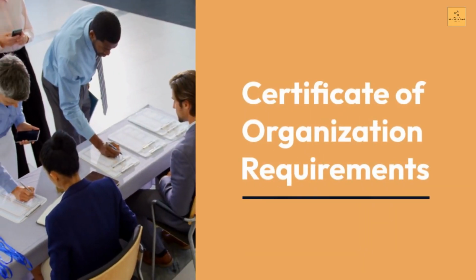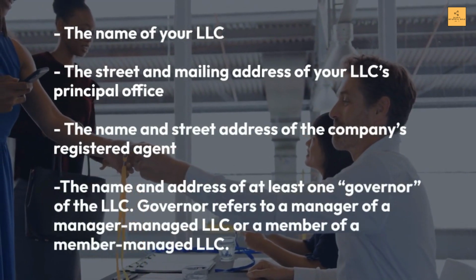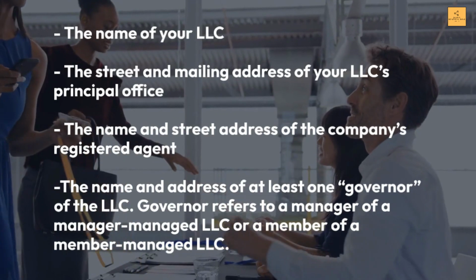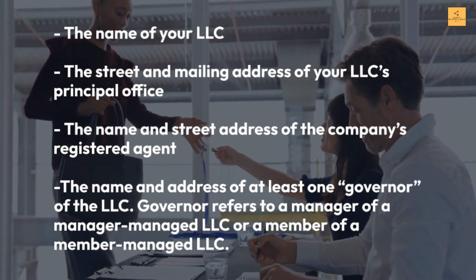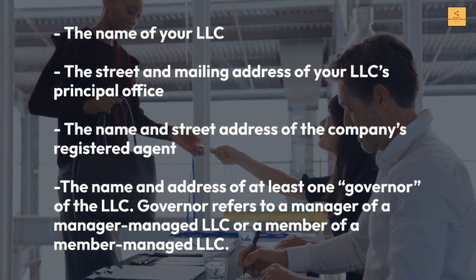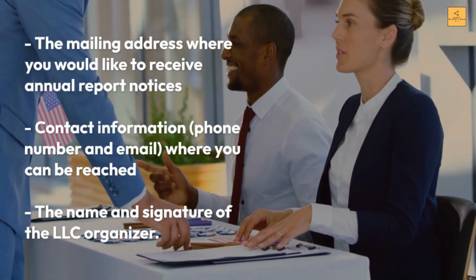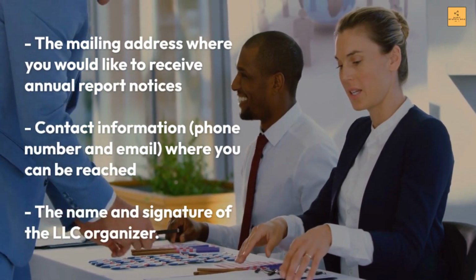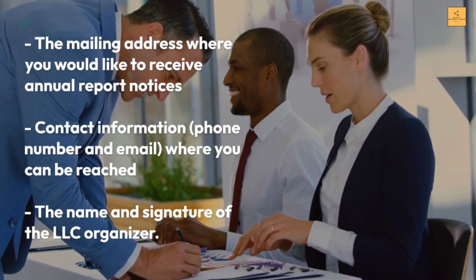Certificate of Organization Requirements. The name of your LLC. The street and mailing address of your LLC's principal office. The name and street address of the company's registered agent. The name and address of at least one governor of the LLC. Governor refers to a manager of a manager-managed LLC or a member of a member-managed LLC. The mailing address where you would like to receive annual report notices. Contact information, phone number and email, where you can be reached. The name and signature of the LLC organizer.